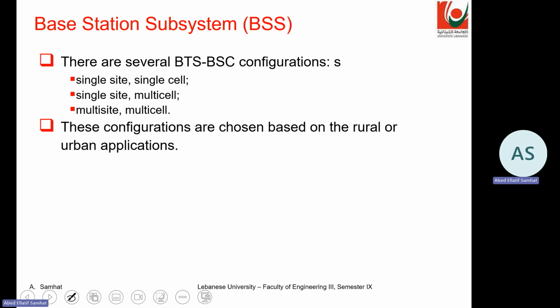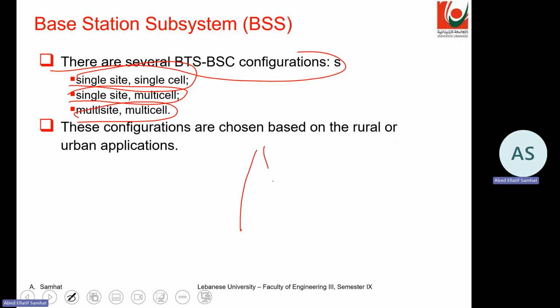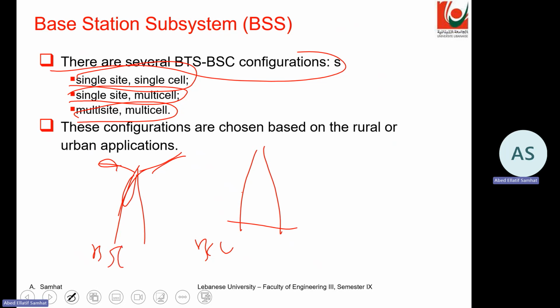And we have different configurations. We could have single site, single cell; single site, multi-cell; multi-site, multi-cell. Here we could have different configurations of the base station controller. As we said, we have one site and a base station controller to control this site, which is one cell. We have multi-cell, for example a 3-sector cell, and we also have one BSC to control them, and we could have the multi-site and multi-cell case.